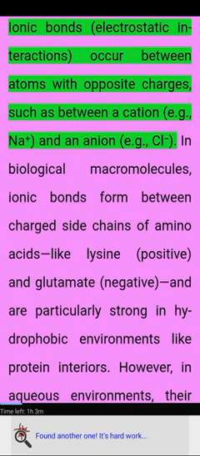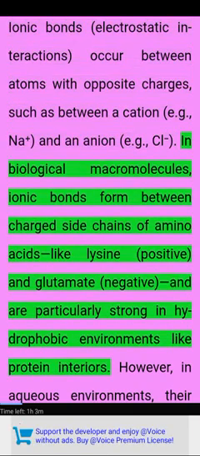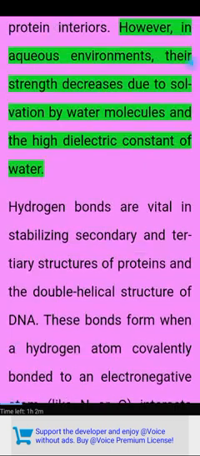Ionic bonds, or electrostatic interactions, occur between atoms with opposite charges, such as between a cation, e.g., Na+, and an anion, e.g., Cl-. In biological macromolecules, ionic bonds form between charged side chains of amino acids, like lysine (positive) and glutamate (negative), and are particularly strong in hydrophobic environments like protein interiors. However, in aqueous environments, their strength decreases due to solvation by water molecules and the high dielectric constant of water.